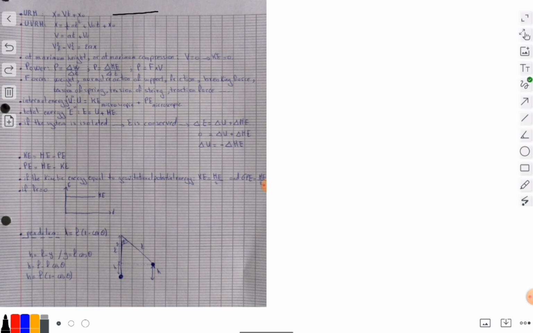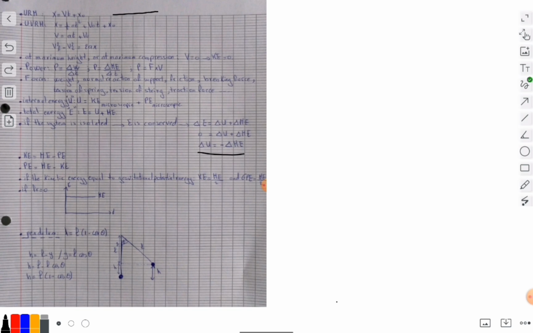The forces are weight, normal reaction of support, friction, braking force, tension of spring, tension of string, traction force. Internal energy U equal kinetic energy microscopic plus potential energy microscopic. Total energy E equal U plus mechanical energy. It means internal energy plus mechanical energy. If the system is isolated, the total energy E is conserved. Then delta E equal delta U plus delta ME. So we obtain 0 equal delta U plus delta ME. Then delta U equal minus delta ME.